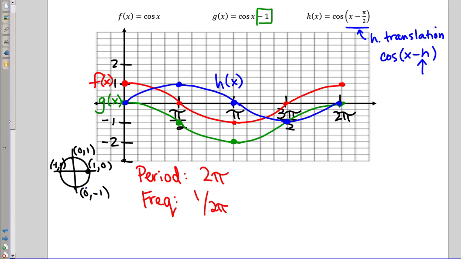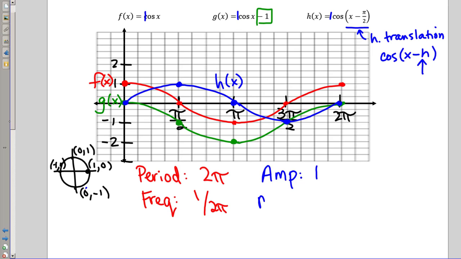And then we would look at amplitude, and the amplitude for each of these is consistent. So all of these are going to have the same amplitude. Remember, amplitude is the distance from the midline to the maximum, or the distance from the midline to the minimum. Okay? And so in this case, the amplitude is 1. It's always a positive number because each of our functions has only a 1 as the coefficient of cosine.